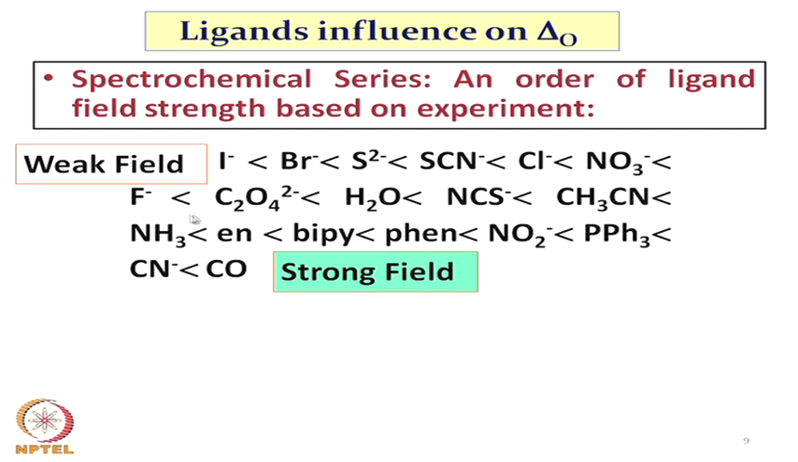So, from this part, ethylene diamine, which is a bidentate NN donor ligand, we can go to bipyridyl, which is stronger than ethylene diamine, in the stronger region. Then orthophenanthroline, which is still stronger than bipyridyl, then nitrite, then triphenyl phosphine, which is a very big, monodentate ligand, but a very strong field ligand. It is a neutral one like carbon monoxide, but higher than nitrite, and then we have cyanide and carbon monoxide.